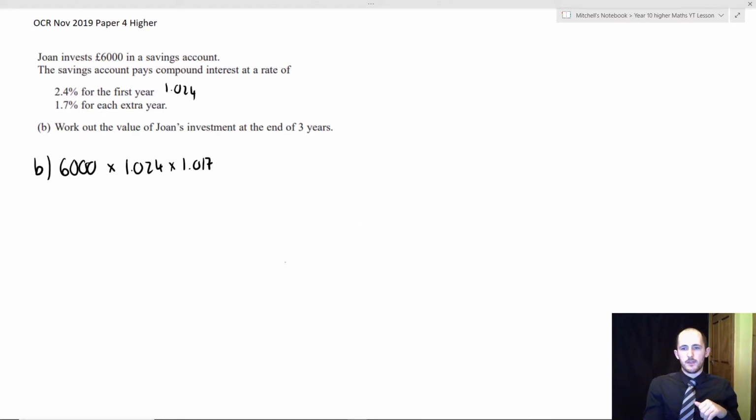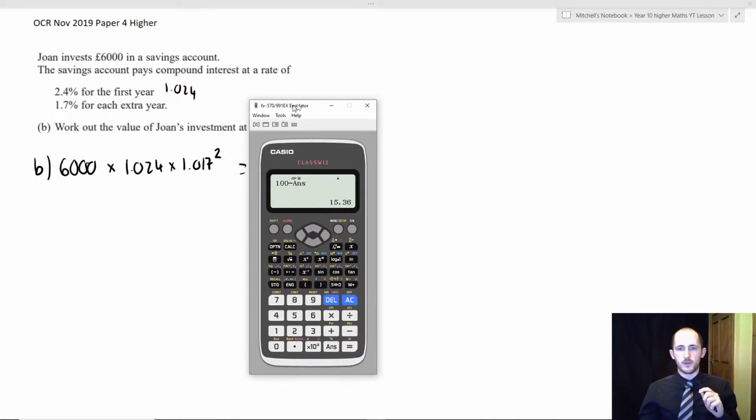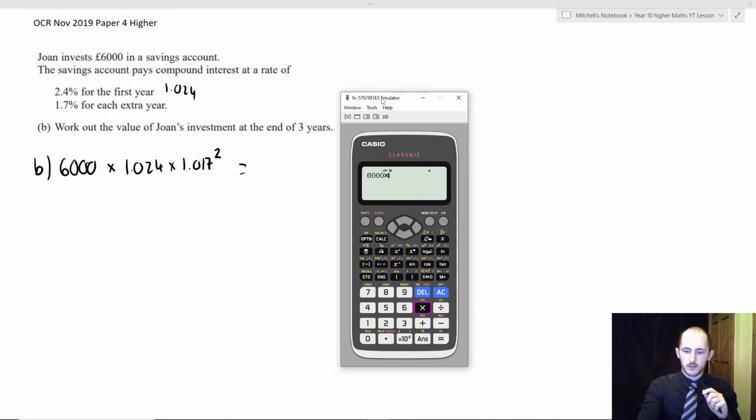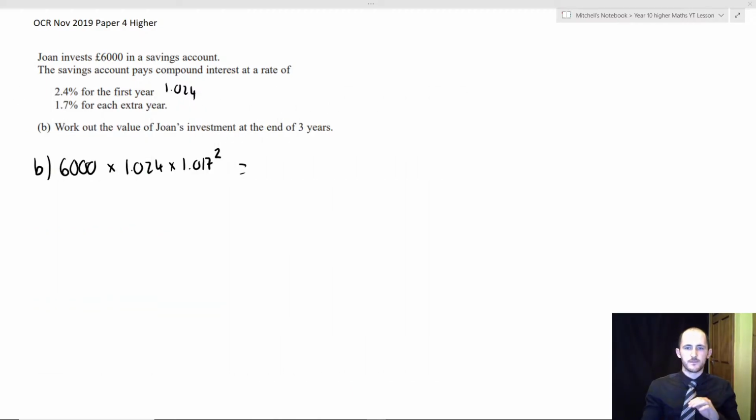And this value would be squared because you have this interest rate for 2 years. Okay, so 1 year of 1.024, and then you have 2 years of 1.017. So 6354.67. All good. And again, it's the same thing we've been doing.